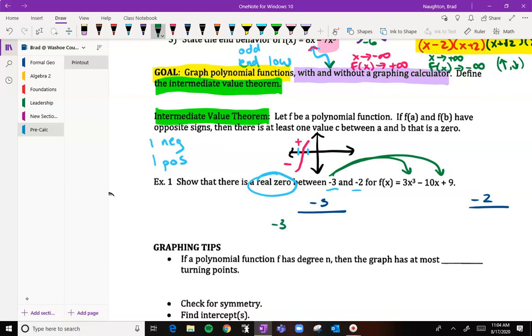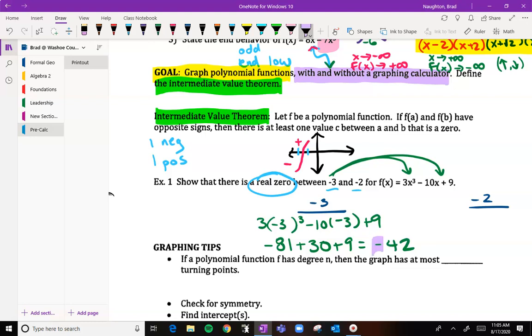So remember your PEMDAS, so -3 cubed minus 10 times -3 plus 9. So there's going to be 27 that's negative. And then we're going to go ahead, 3 times that, so that's 81. That's negative, plus 30, plus 9. So when all is said and done, I'm going to get a -42.